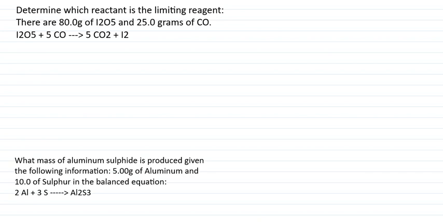Hello and welcome. In this video, I'm going to go over two limiting reagent questions. The first one begins with just being asked to determine which of the two reactants is a limiting reagent. The second question then asks you to figure out the mass of a product, which means you then have to determine first which of the two reactants is the limiting reagent. Right, so let's start with the first question.